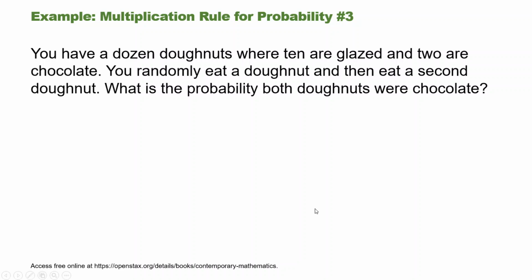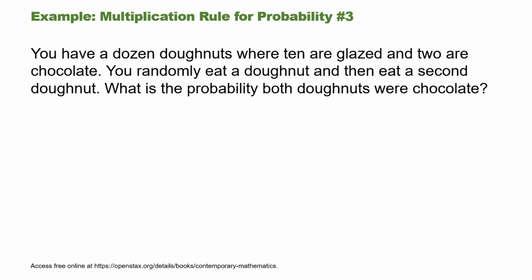Example, multiplication rule for probability number 3. You have a dozen donuts, where 10 are glazed and 2 are chocolate. You randomly eat a donut, and then eat a second donut. What is the probability both donuts were chocolate? Now this explicitly tells us that we eat the donut, so clearly we don't put it back.